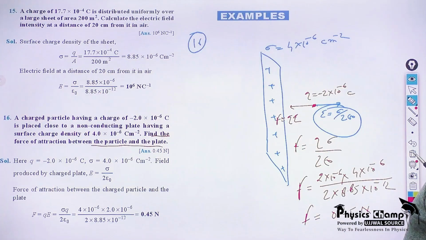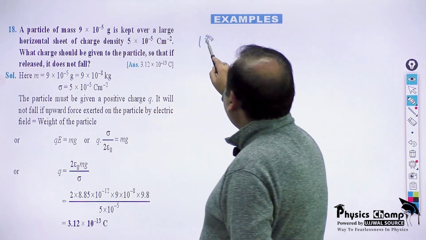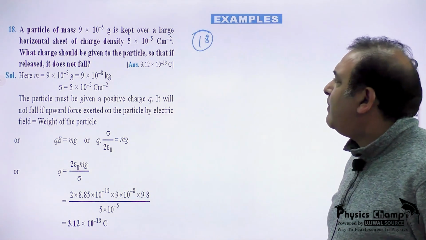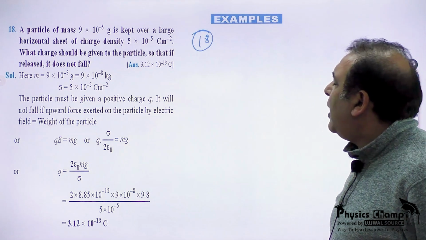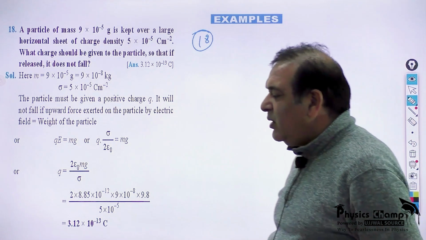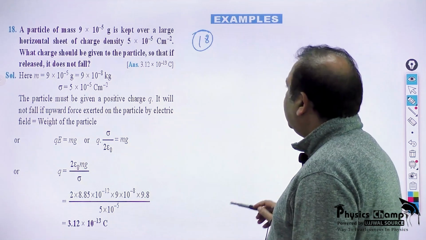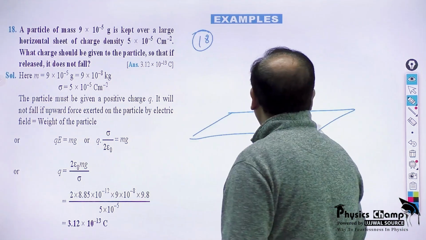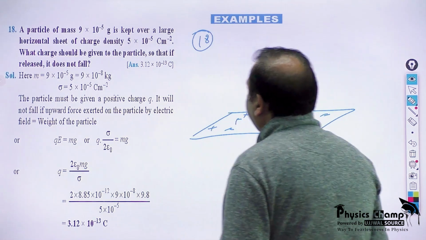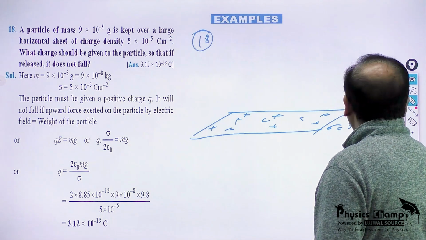Now in the same sequence, I would take question number 18 first before question number 17. Question number 18 is in the same series. There is a particle of mass 9 into 10 to the power minus 5 gram, and is kept over a large horizontal sheet. Here mass is also given. In the previous question, we were just told about a particle having some charge, what will be the force by the sheet. But in this case, we are provided with a horizontal sheet of charge density 5 into 10 to the power minus 5 coulomb per meter square.